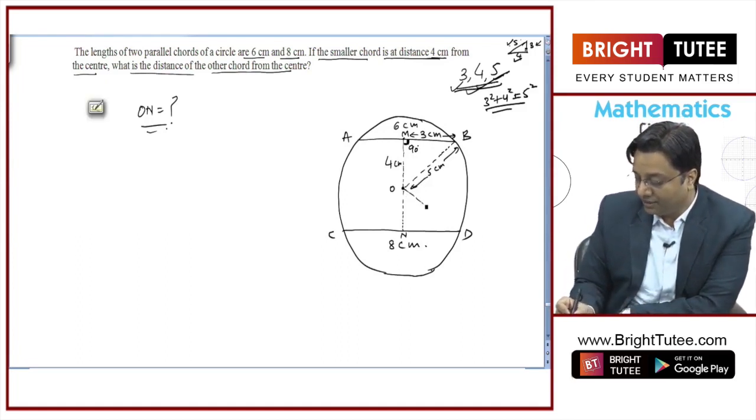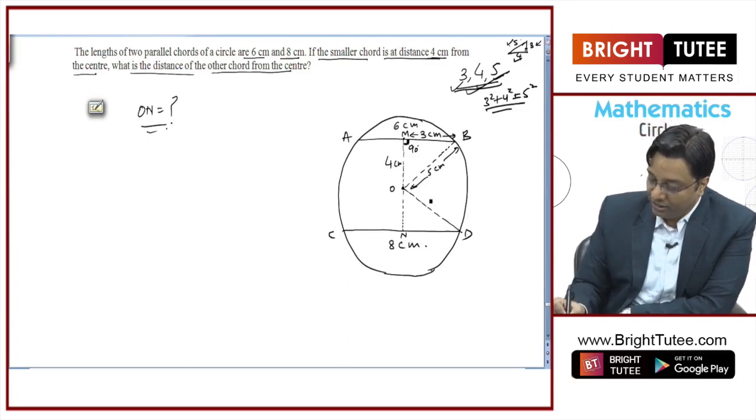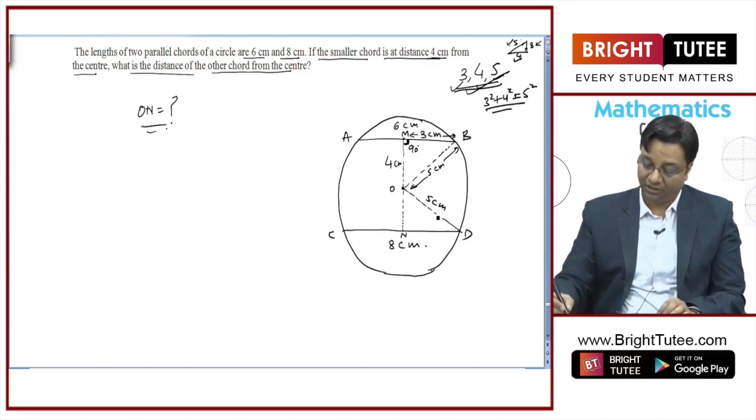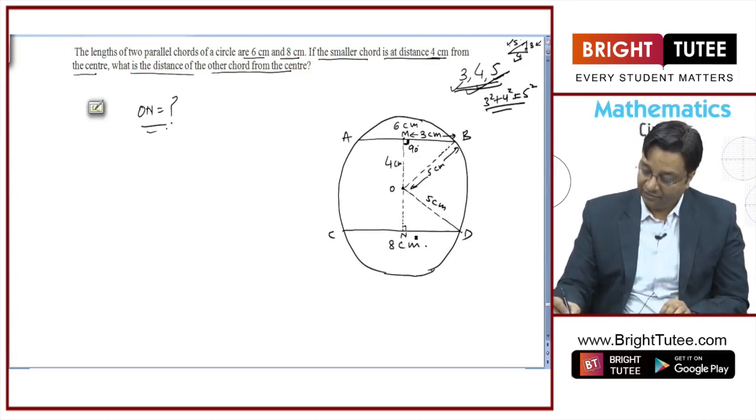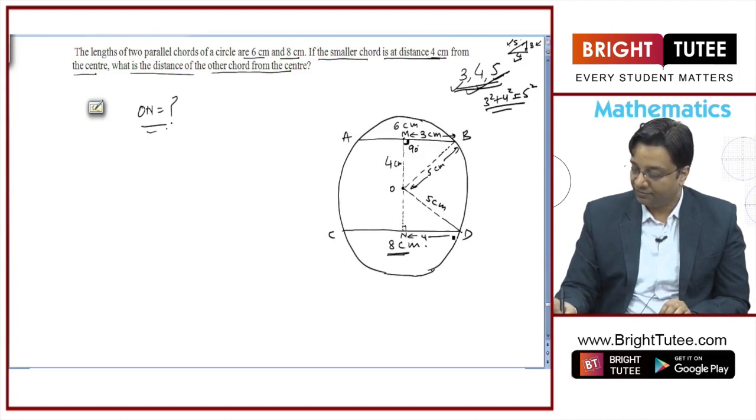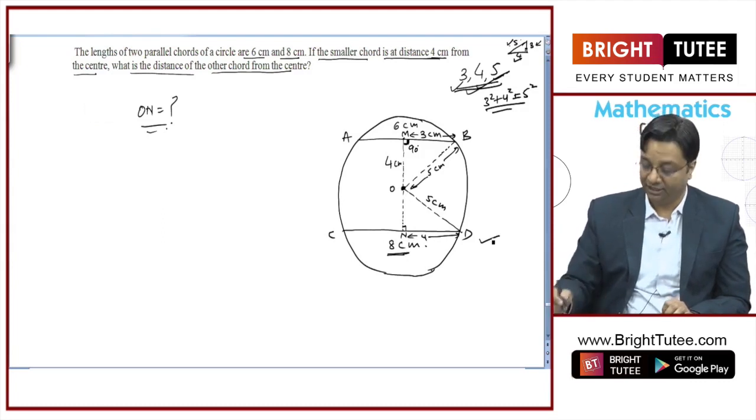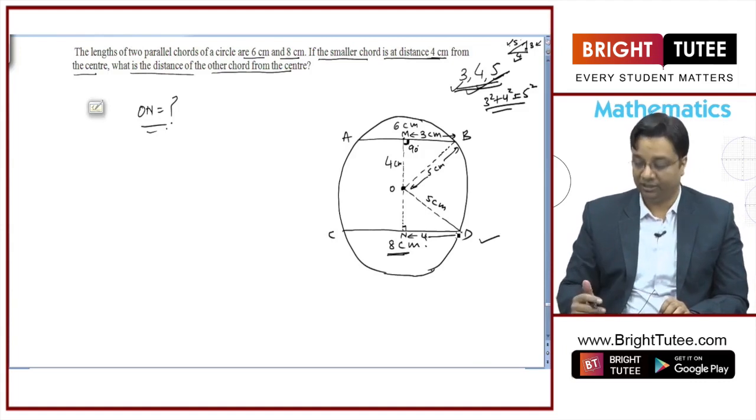So if OB is 5 centimeter, what will be OD? It will also be 5 centimeter. Why? Because it is also a radius of this circle. And what will be ND? It is half of 8, that is 4. Why? Because it is the perpendicular from the center to chord CD, so it will bisect the chord CD. Hence this portion ND is equal to 4 centimeter.